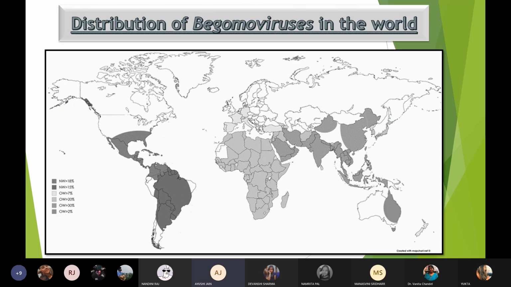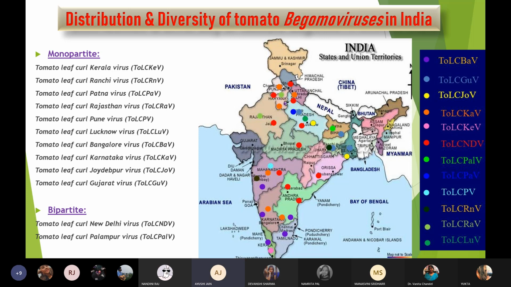The following map represents the distribution of Begomoviruses around the world. So we can see that the tropical and subtropical regions are majorly affected by these viruses. Now let's see the distribution and diversity of tomato Begomoviruses in India. Leaf curl Begomoviruses cause serious yield losses to Indian tomato crops. Different states all over India affected by various species are represented on the map.